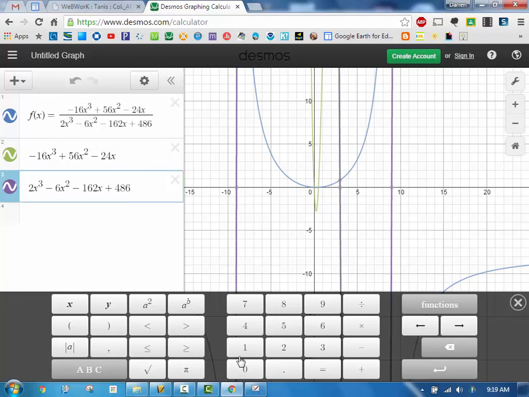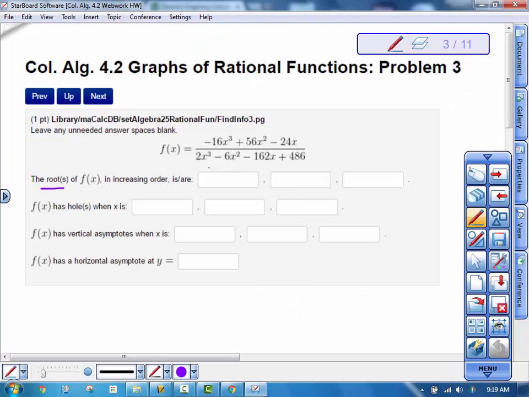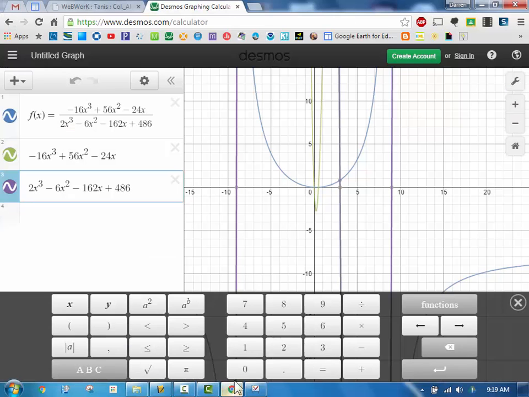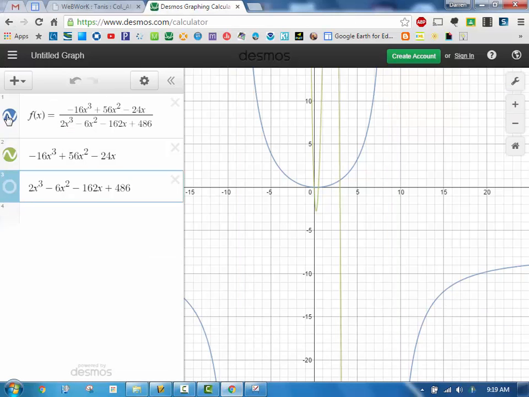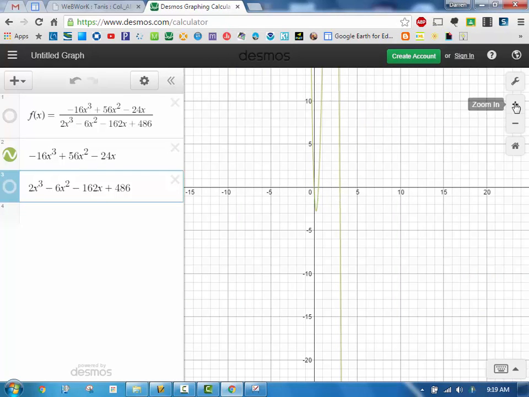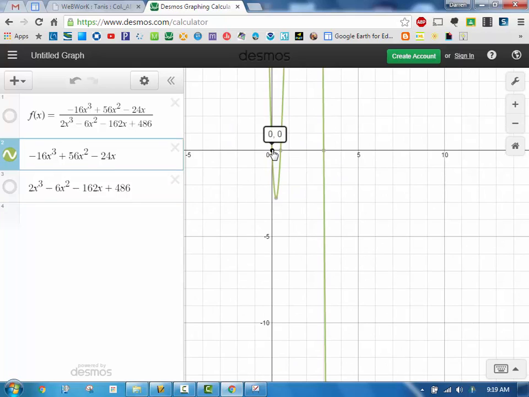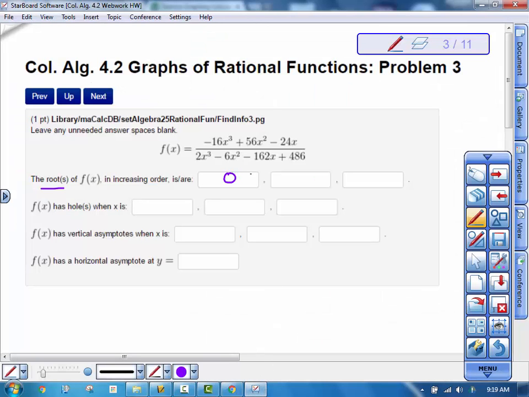All right. So the first question is the roots. The roots are where the top is 0. So we're going to go back to decimals, and we're going to just look at the top. So the top was this right here. We're going to look at where that's 0. You might want to zoom in a little bit, but it looks like we have one at 0, at 1/2, and 3. So we'd say 0, 0.5, and 3.